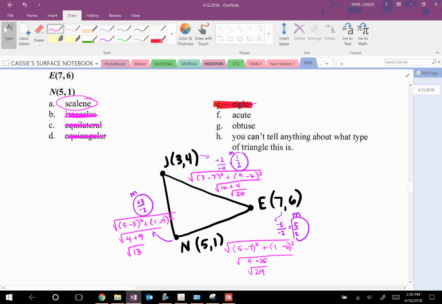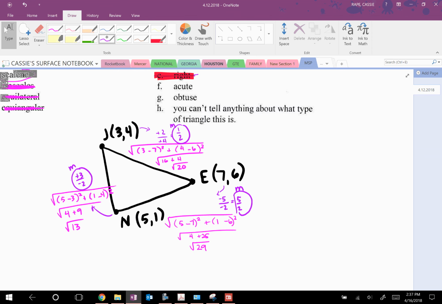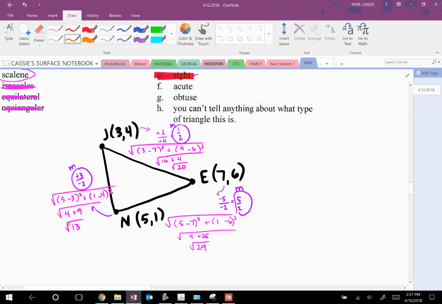Now here's where you're going to use the Pythagorean theorem in kind of an interesting way. All right, and here's how it works. You take a look at square root of 13, square root of 20, square root of 29. Put them in order from least to greatest: square root of 13, square root of 20, and the square root of 29. Now, if square root of 13 squared plus the square root of 20 squared were equal to the square root of 29 squared, we would know that's a right triangle, but we've already ruled that out with slopes. So we know it's not.